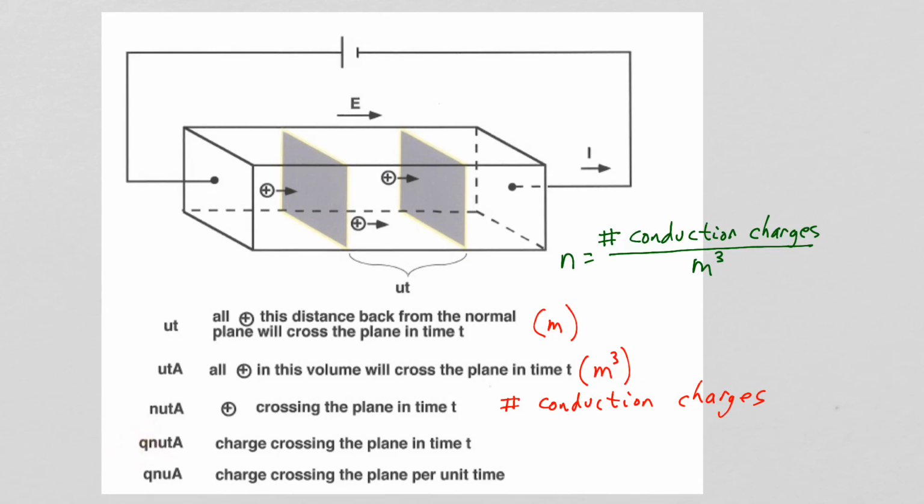Q is going to represent the charge on each of these conduction charges. So multiplying the number of our conduction charges by the charge per conduction charge will give us the total amount of charge that flows through our observation plane. Now we divide this by the time that we've been observing the charge flowing through our plane, and we get the number of coulombs per second flowing through our plane, which is just our current. So we have our equation relating the charges and their motion to the current that's flowing.